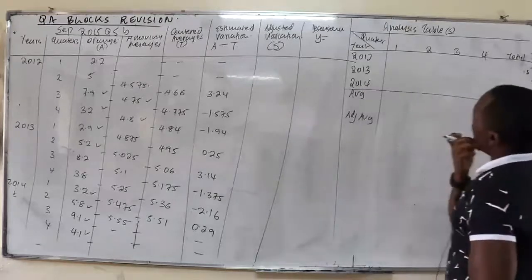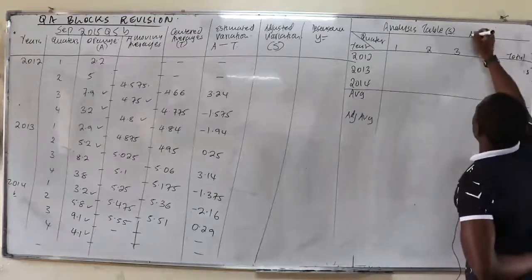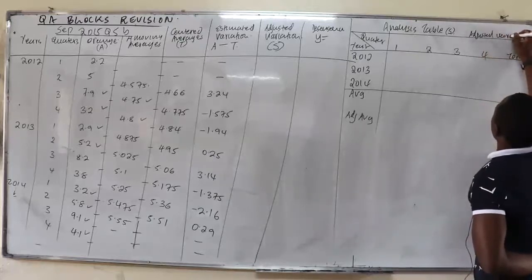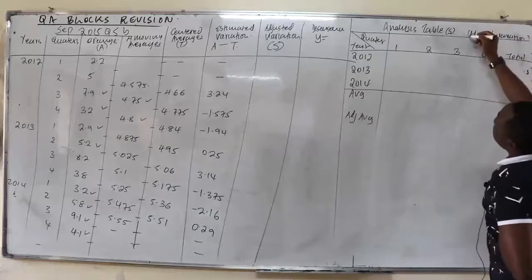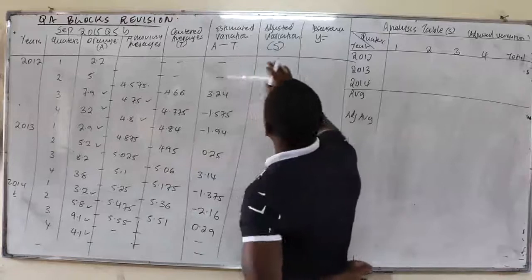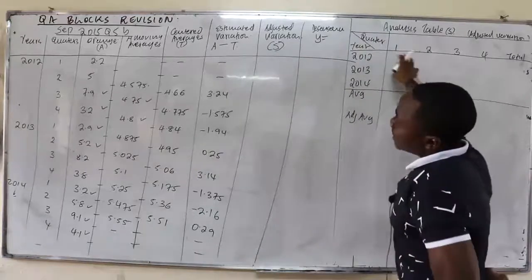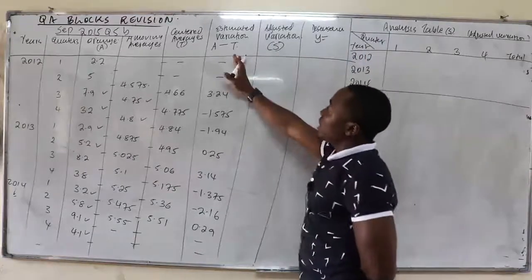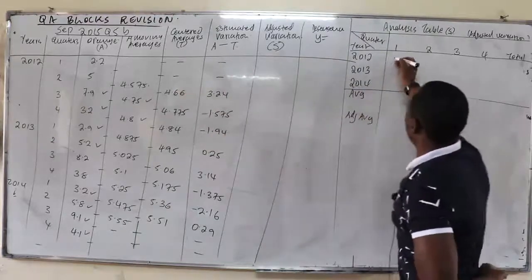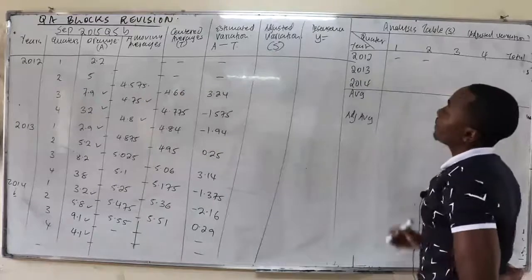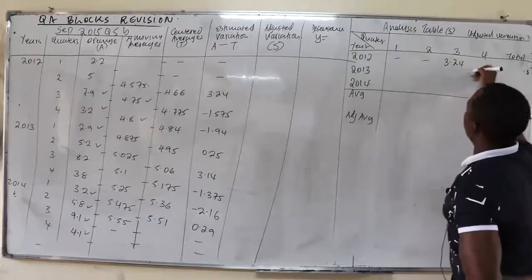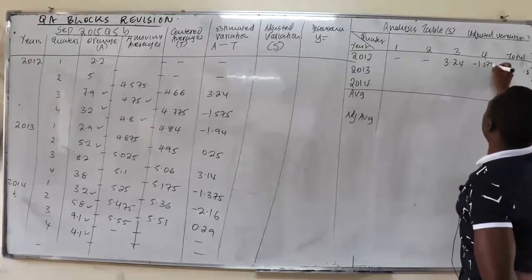So together, this is adjusted. We are getting the adjusted variation, and we said that to get the adjusted variation, use the estimated variation. So from our analysis table, we are extracting the information from the estimated variation. We start with the year 2012. The first quarter, we have a dash. Quarter 2, we have a dash. Quarter 3, we have 3.24. Quarter 4, we have negative 1.575.